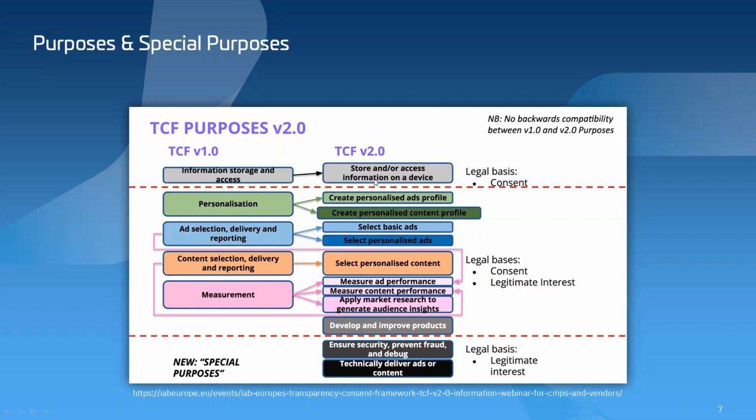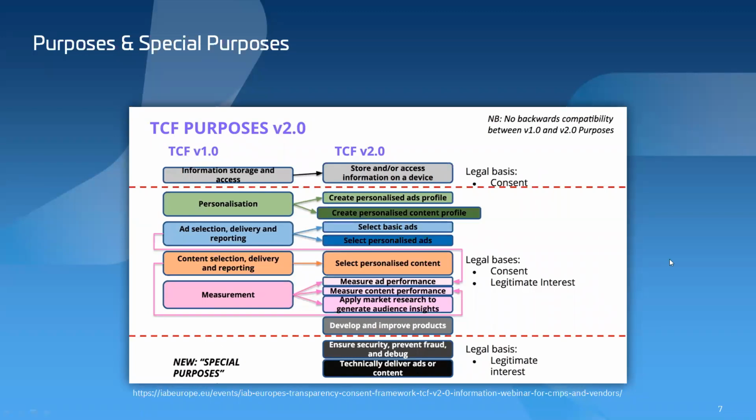Purpose 1 is basically store and or access information on a device. That's basically, in normal speak, setting cookies. And the other purposes are mainly marketing, content marketing, and measurement. And then we have, as I said, special purposes. That's like basic delivery, so the technical delivery of ads, and the fraud prevention, stuff like this. So that's something that you will inform your users about, but where you don't expect consent from the users, you just do it.